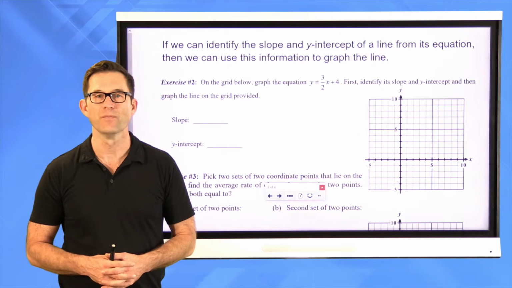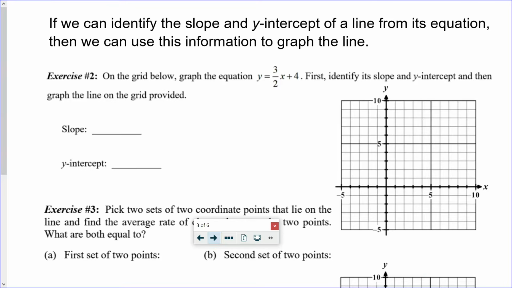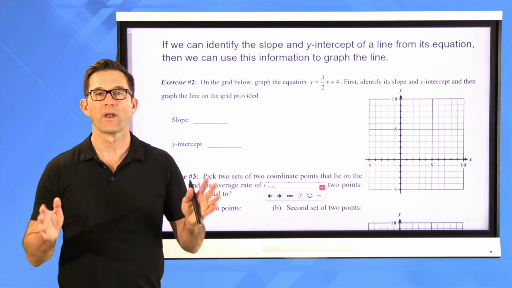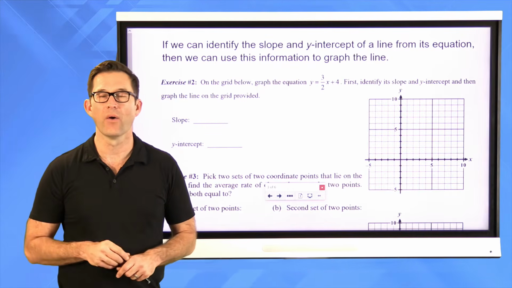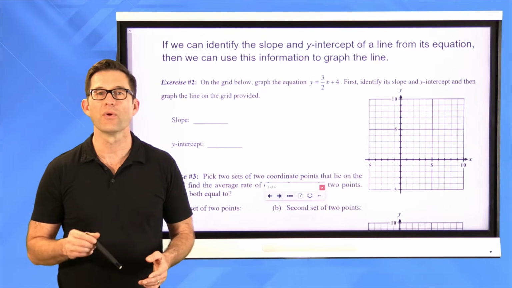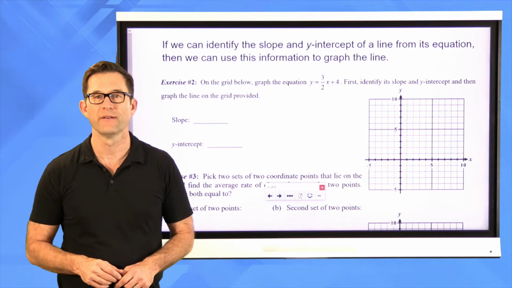Exercise number 2. On the grid below, graph the equation y equals 3/2 x plus 4. First identify its slope and y-intercept, then graph the line on the grid provided. Awesome. What I'd like you to do is pause the video now and go ahead and identify the slope, the y-intercept, and graph the line.